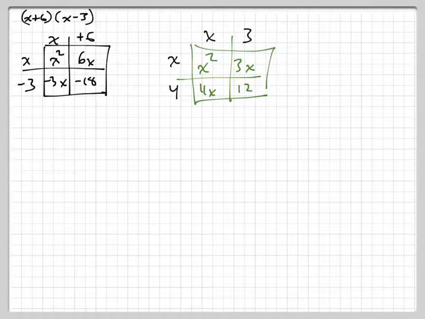Okay, so x and 3, x and 4 work. Why? Because 3 times 4 gives you 12, and 3 times x gives you 3x, and x times 4 gives you 4x, right? Yes, sir. You guys are good.